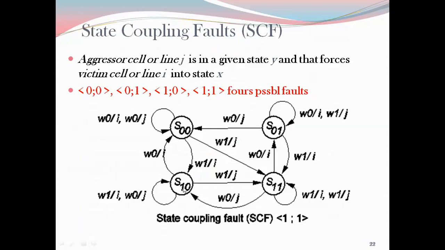Next we come to this example of a state coupling fault. State coupling fault, as I told you, is concerned with the state. So if my aggressor is in the 0th state, it is forcing the victim to 0. Again, this is the aggressor state, semicolon, the victim state. My aggressor is in 0, it is forcing the victim to be 1. My aggressor is in 1, it is forcing the state to be 0 for the victim. My aggressor is 1, it is forcing my victim to be 1.